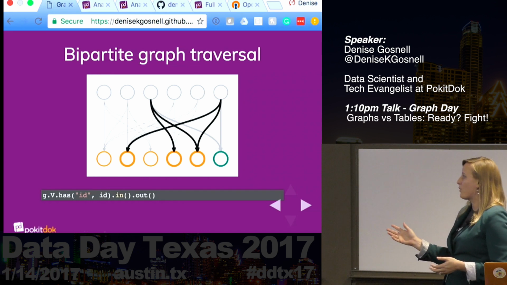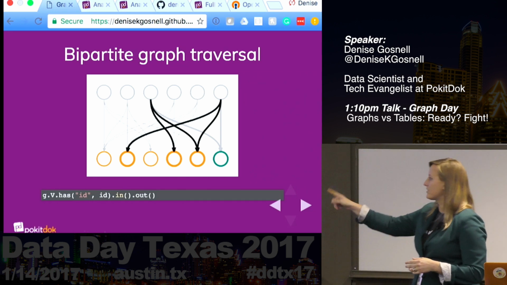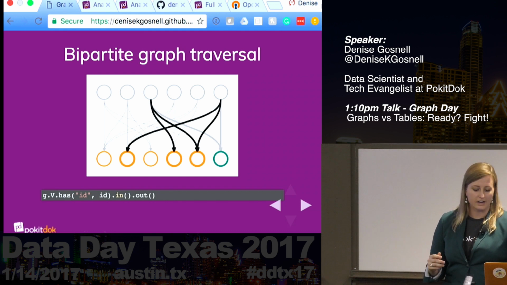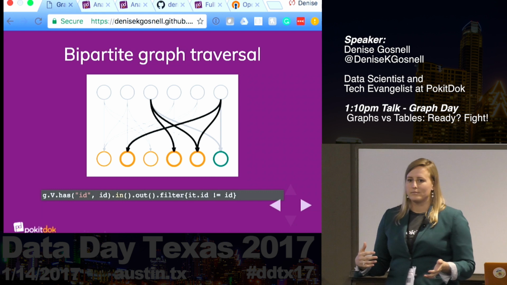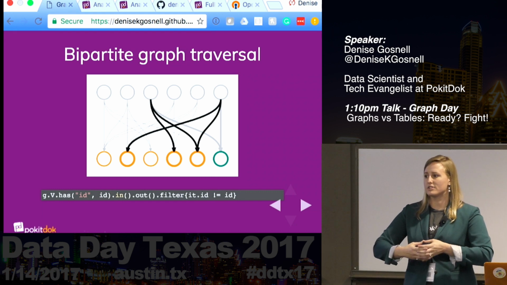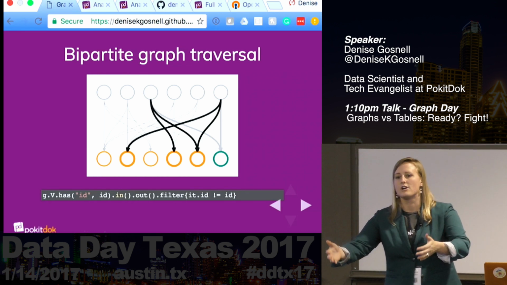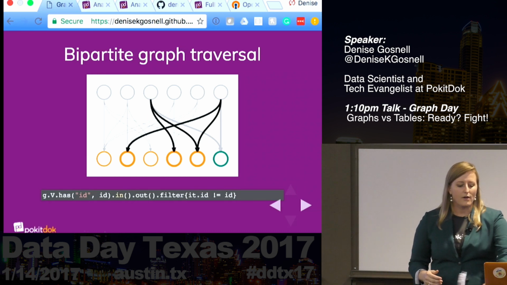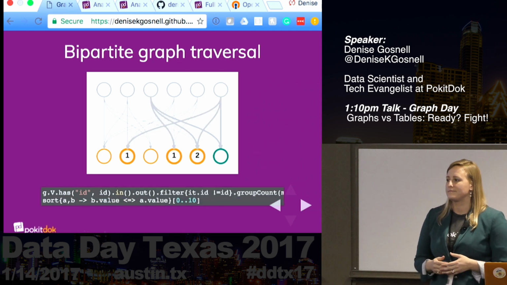What we can do at this point is count the number of paths that get us to the different doctors, or the different highlighted orange vertices on this diagram. I also don't want to include where I started from, so I'm going to filter out where I started from. I started from the blue vertex. I said, who scheduled with that doctor? Who else did they schedule with? And now I can get a group count and a ranking on a similar provider.